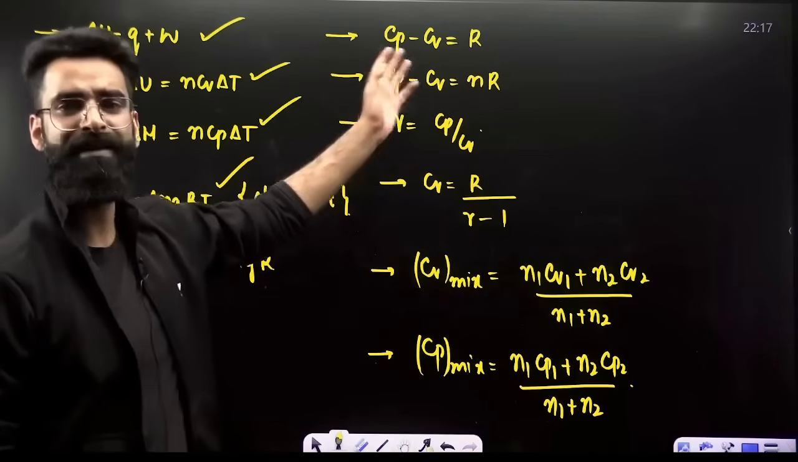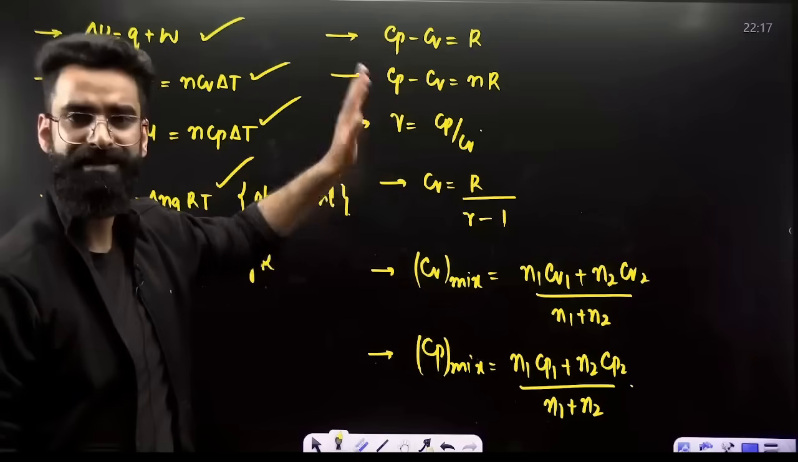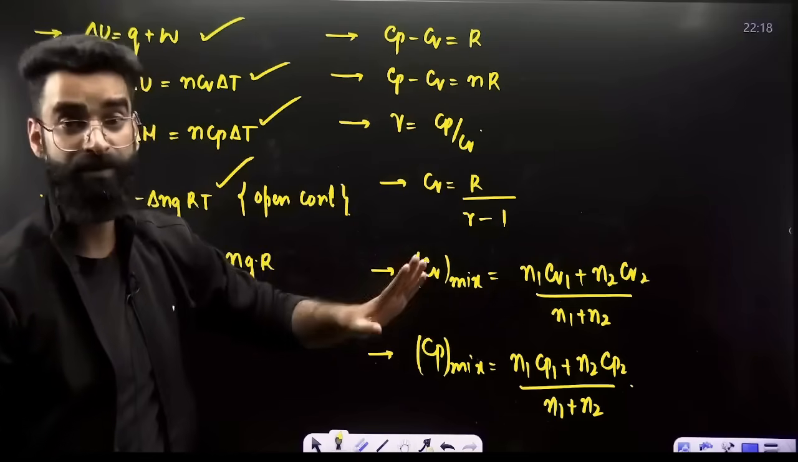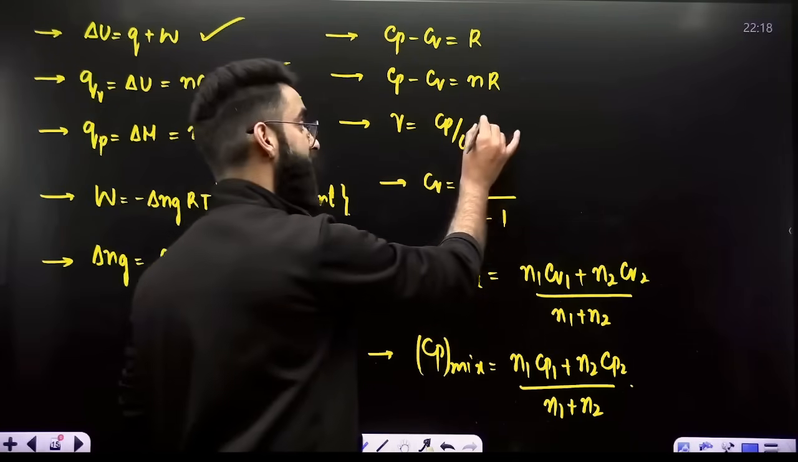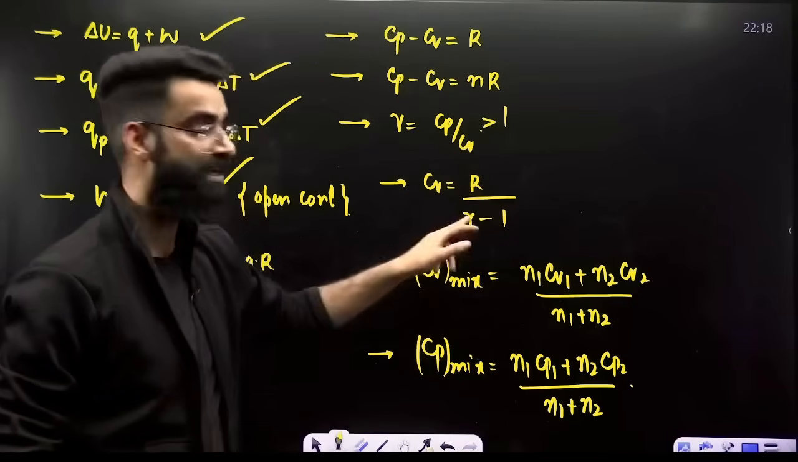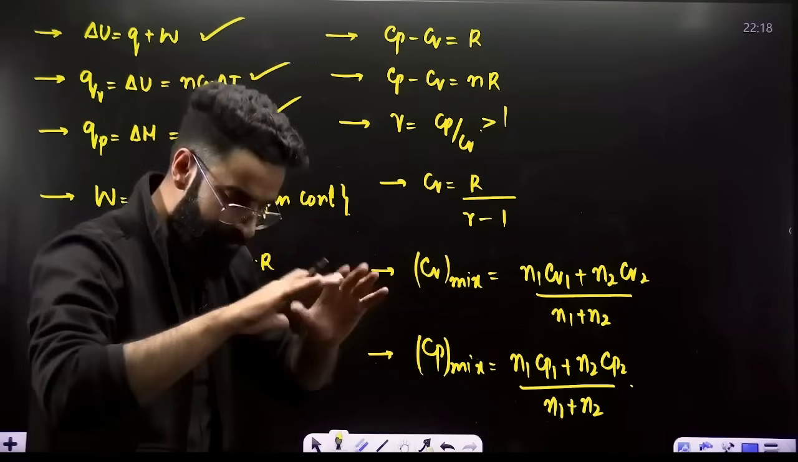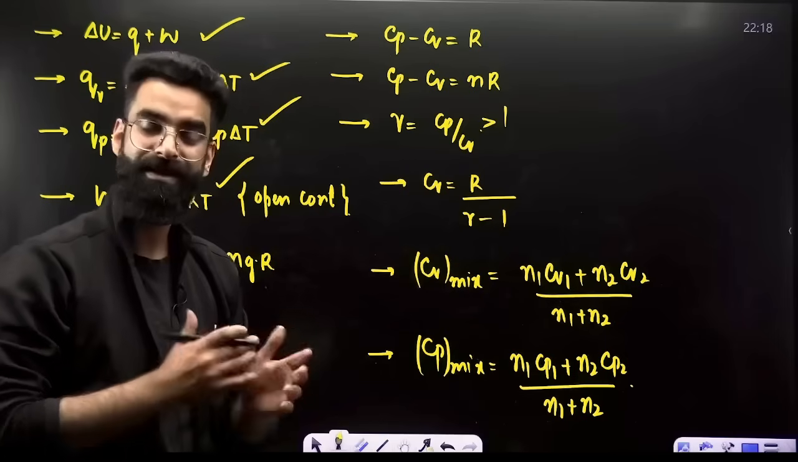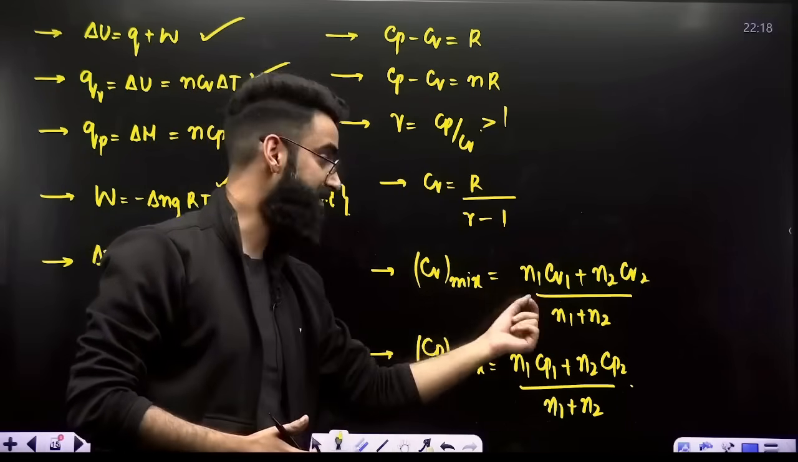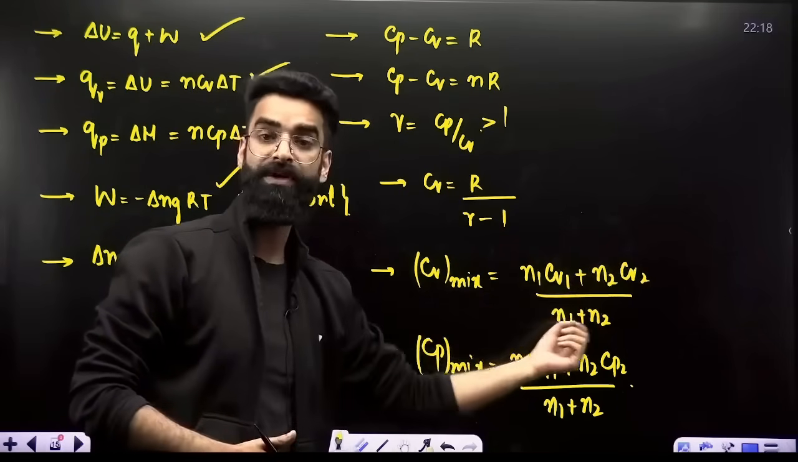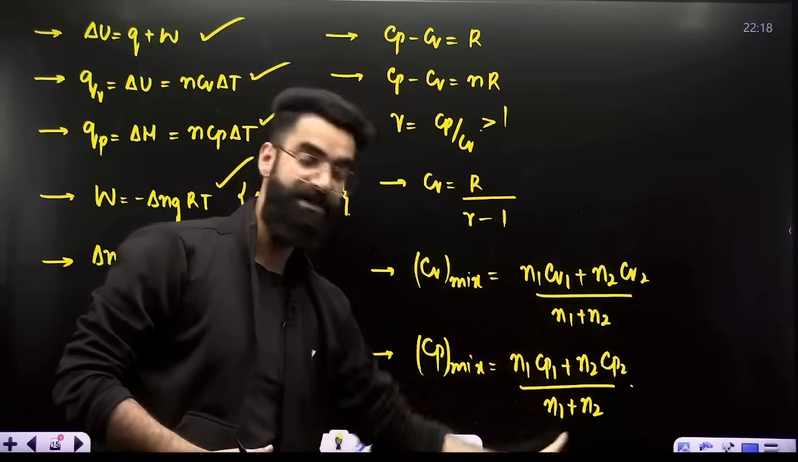Similarly, Cp minus Cv is equal to R for 1 mole of ideal gas. Cp minus Cv is equal to nR for n moles of ideal gas. Gamma, Poisson's ratio, is equal to Cp by Cv, which is always greater than 1. And Cv is equal to R divided by gamma minus 1. If you have a mixture of chemically non-reacting gases, how do you calculate Cv as well as Cp for that mixture? This is the result, n1Cv1 plus n2Cv2 divided by n1 plus n2. Same goes for this one.